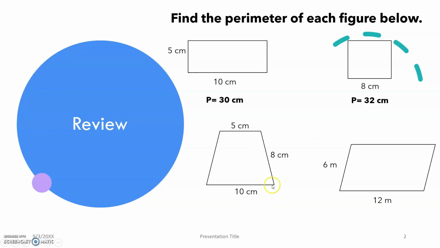Our third figure is a trapezoid. For base 1, we have 5 centimeters, base 2, we have 10 centimeters, and the measurement of its side is 8 centimeters. What is the perimeter? The answer is 31 centimeters. Para naman sa ating last figure, ito ay parallelogram at ang base niya ay 12 meters at ang side niya ay 6 meters. What is the perimeter? The answer is 36 meters.